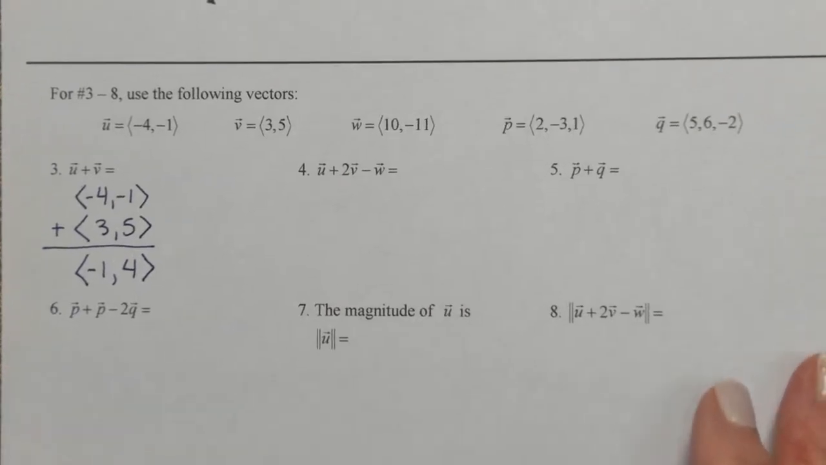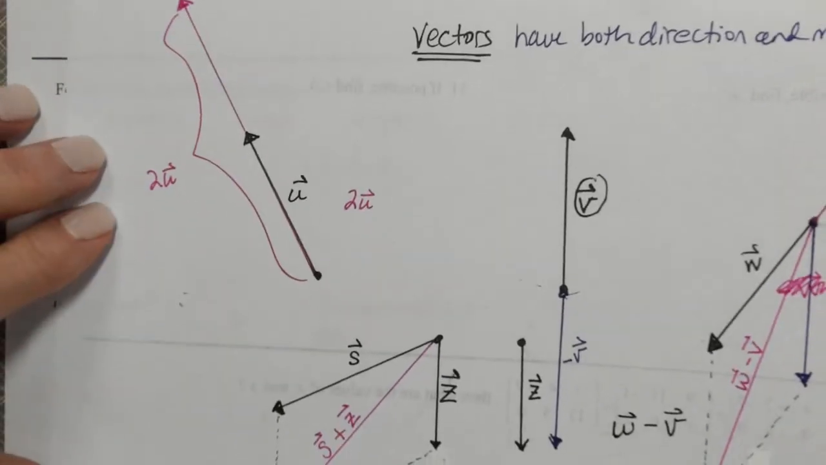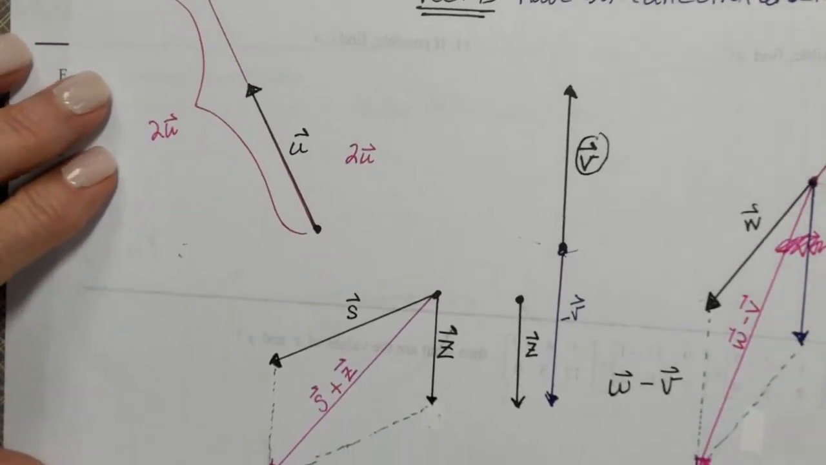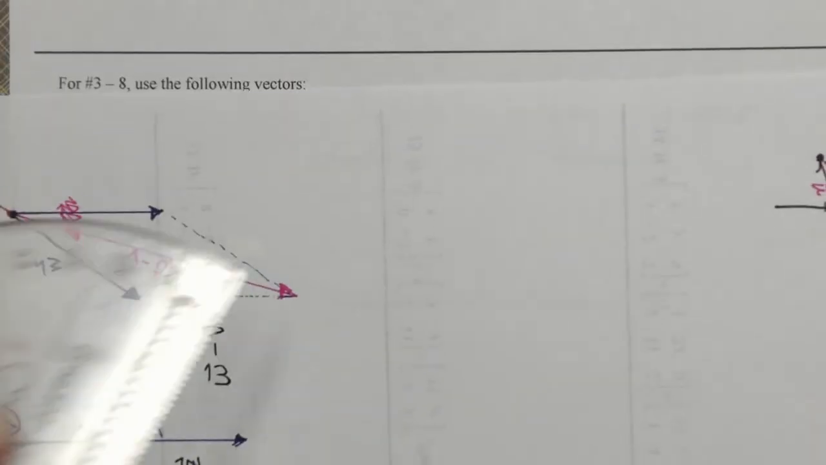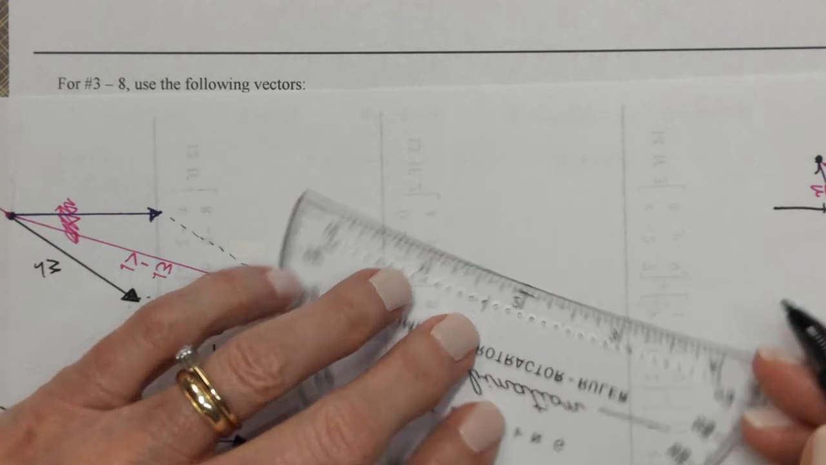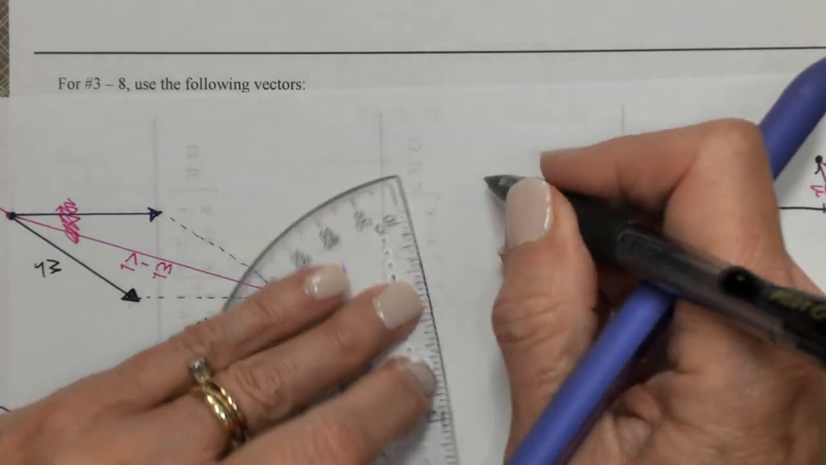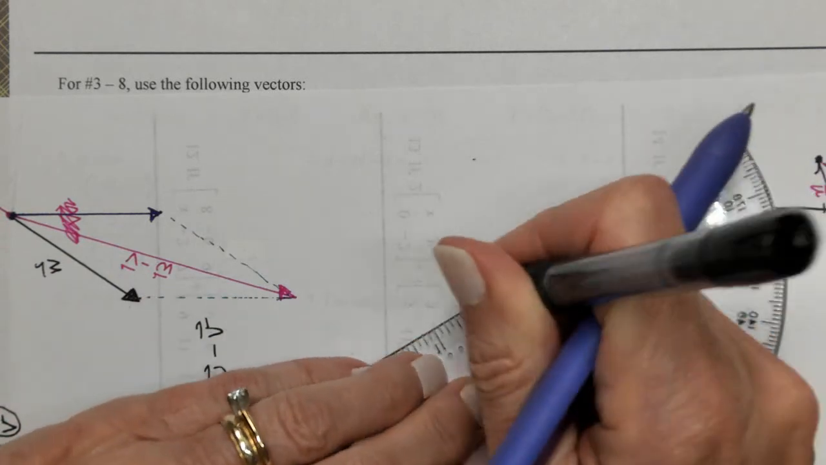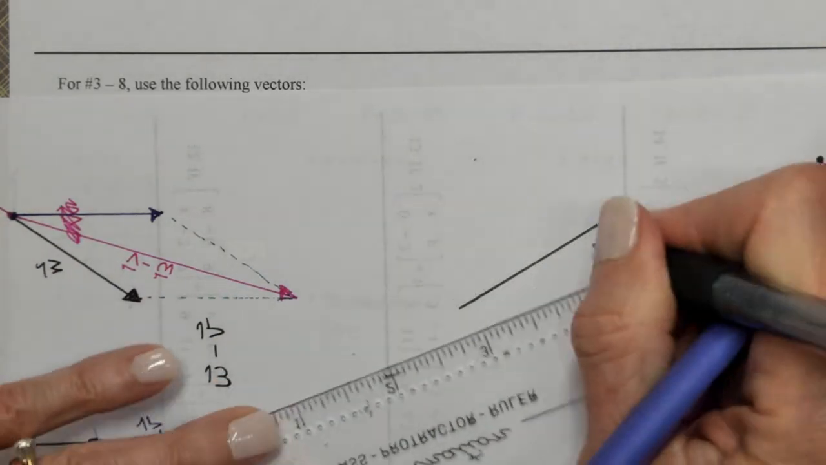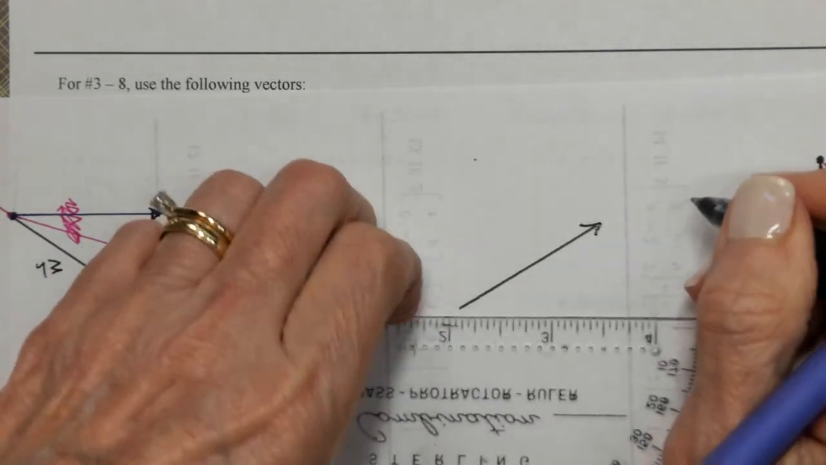Next up we have magnitude. Let's go back to my vectors here. Let's see how we could find the magnitude of a vector. I think I will draw a new vector because I've marked those up pretty good. Okay, let's say here's my vector.